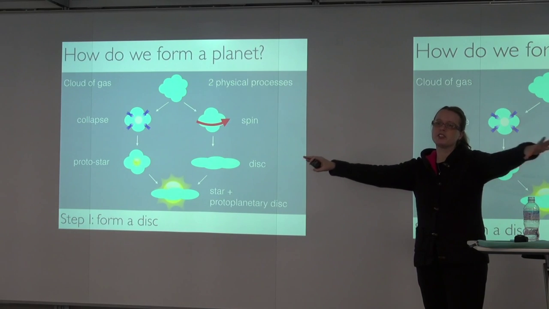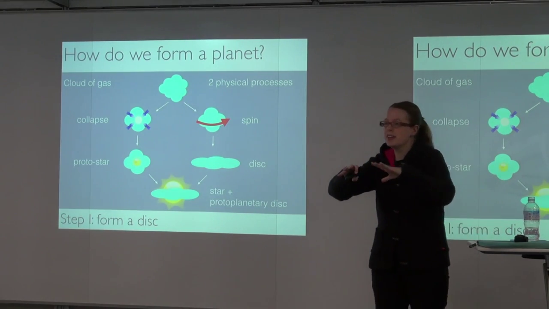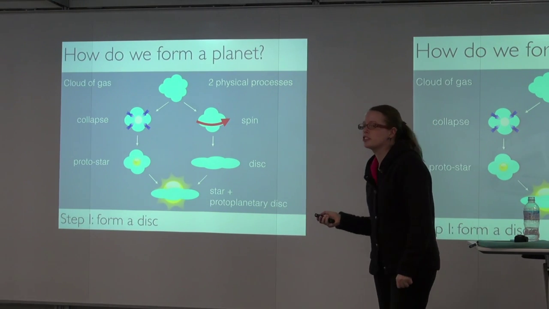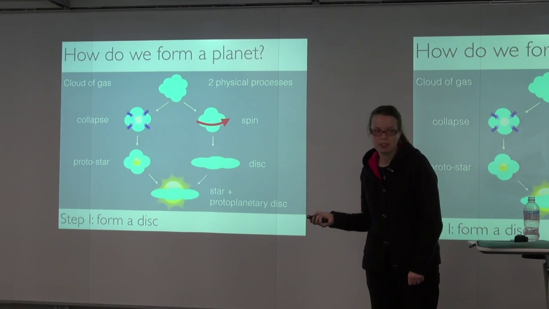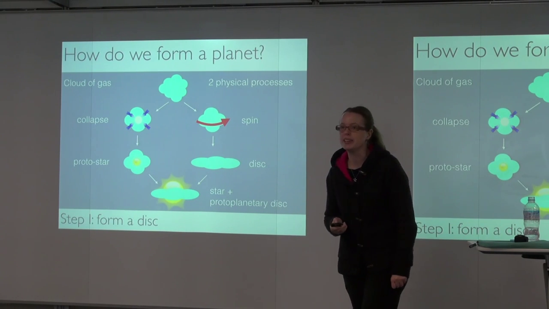So a disk of dust and gas encircling our star. And this is the birthplace for the planets. And every single star is going to have one of these disks around it, which strongly suggests planets are immensely common in the universe.